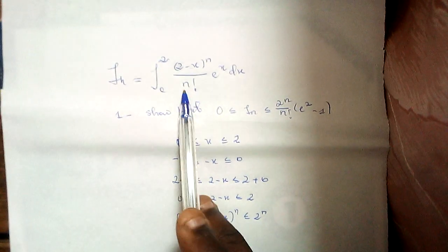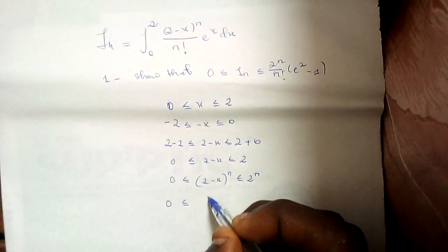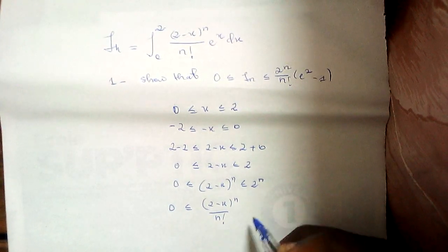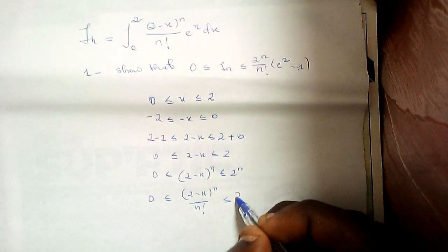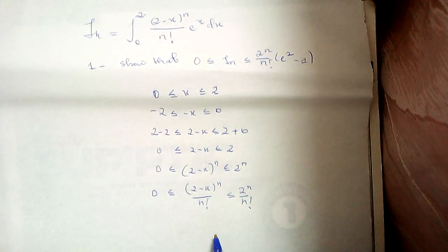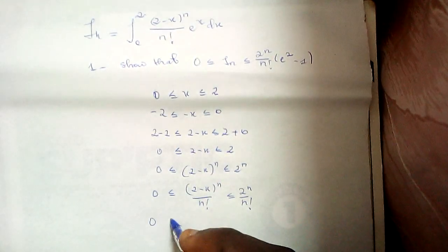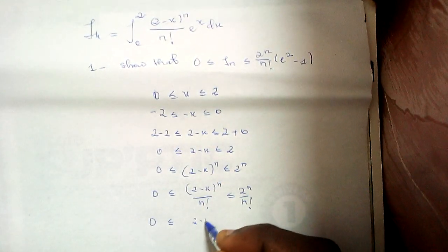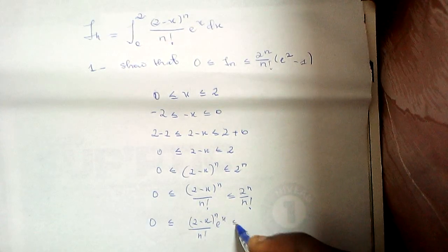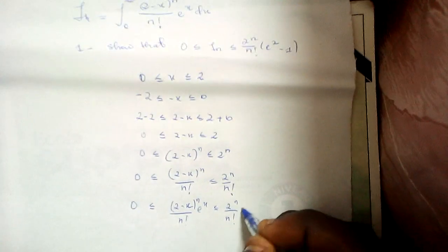We can now divide all through by n factorial and we get 0 less than or equal to (2 - x)^n over n factorial less than or equal to 2^n over n factorial. We can now multiply all through by e^x. So we have 0 less than or equal to (2 - x)^n over n factorial times e^x less than or equal to 2^n over n factorial times e^x.